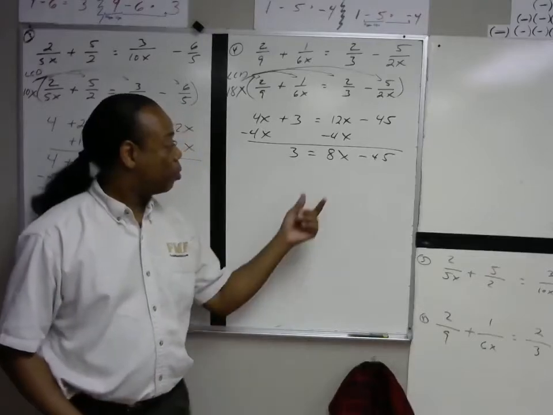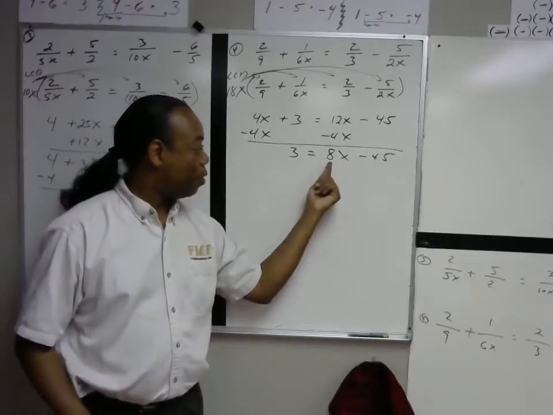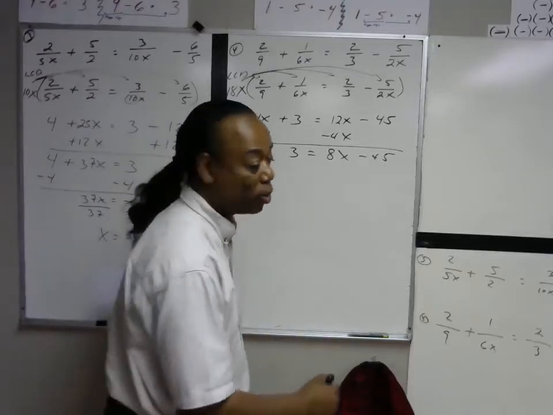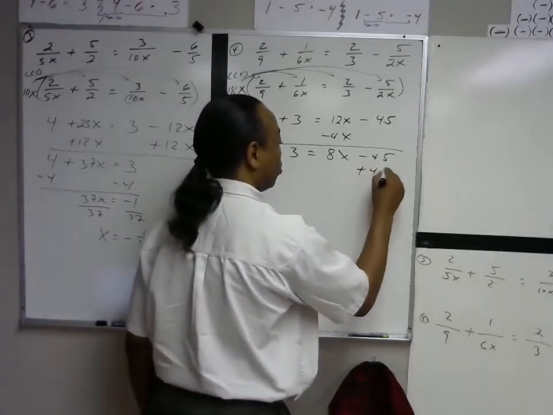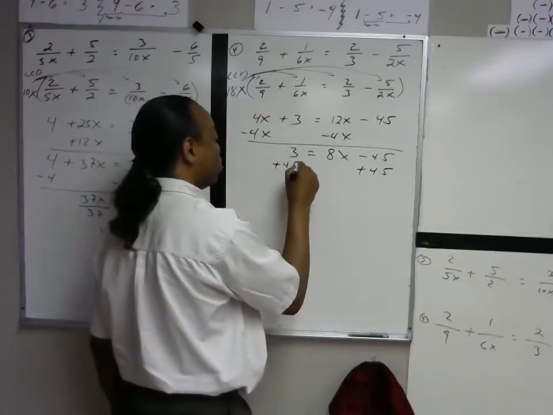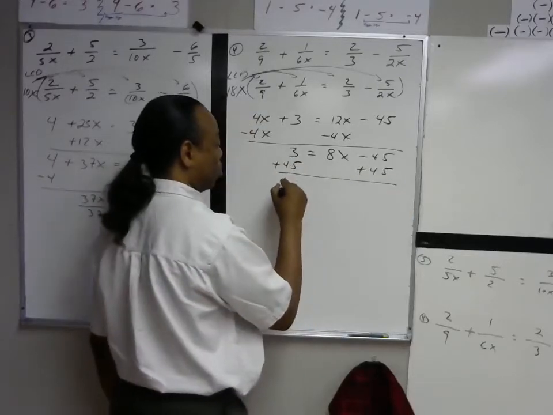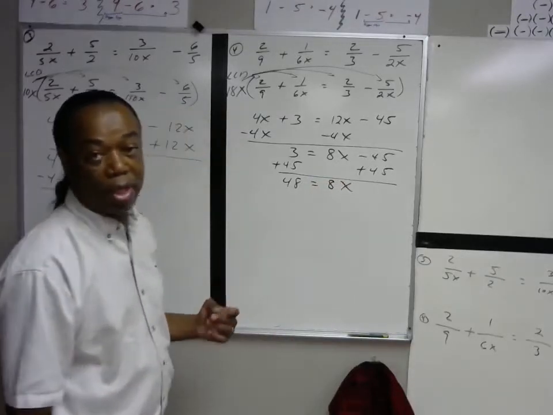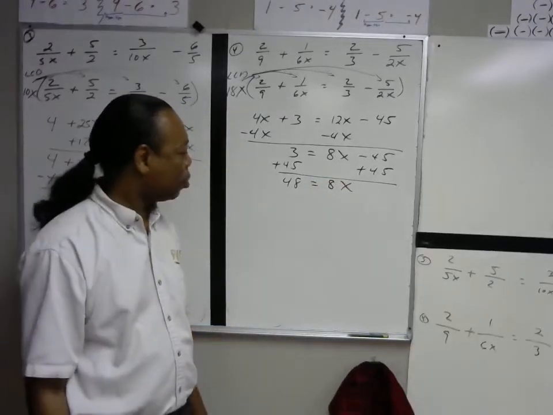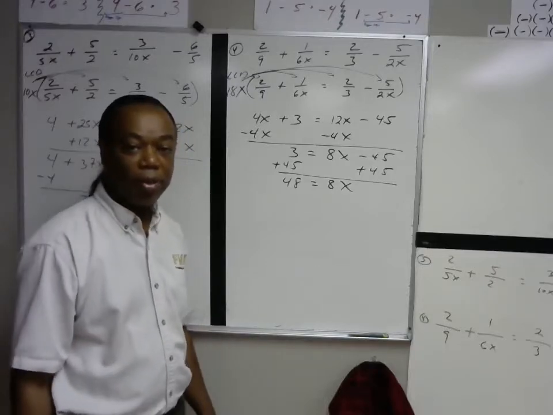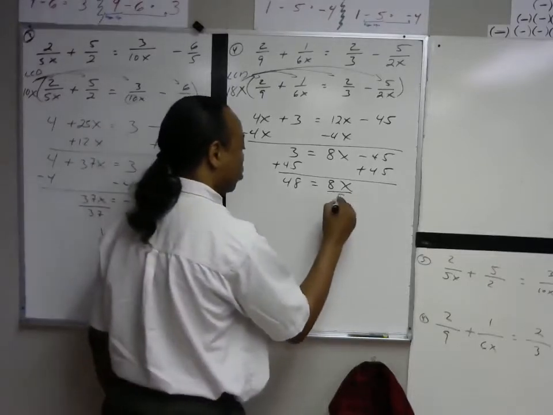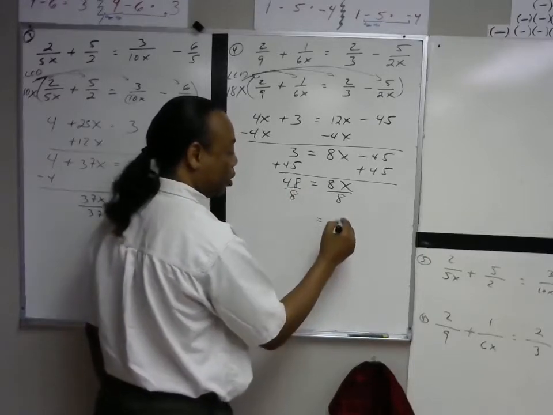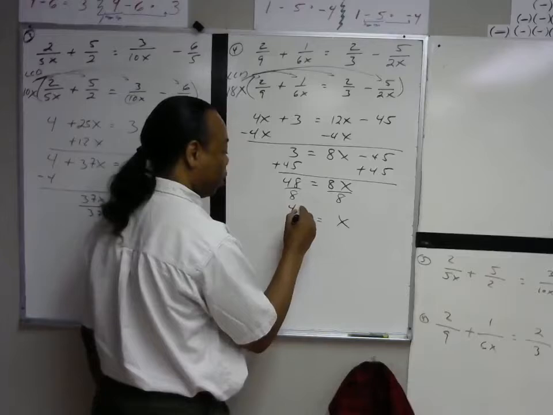Now from here, I want to get rid of the subtracting 45 and the multiplying 8. So get rid of the subtracting 45 and then add 45 on both sides. And we end up with 48 equals 8x. Here we're going to divide both sides by 8. The 8's cancel, we get x equals 48 over 8.